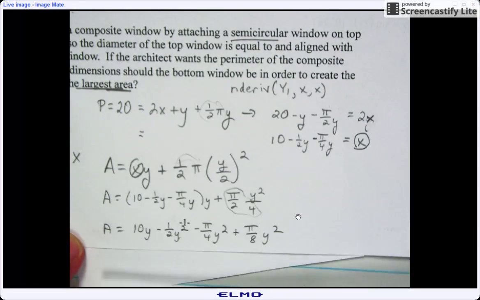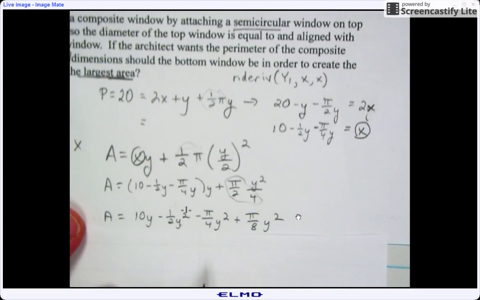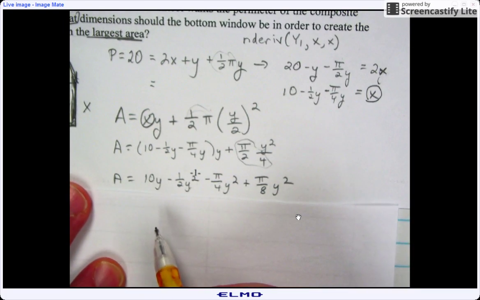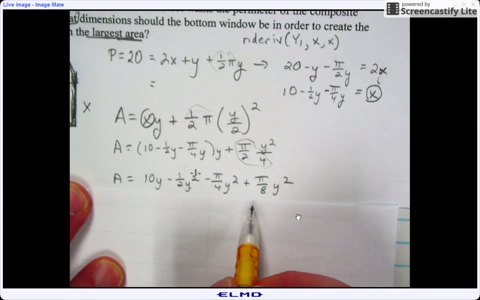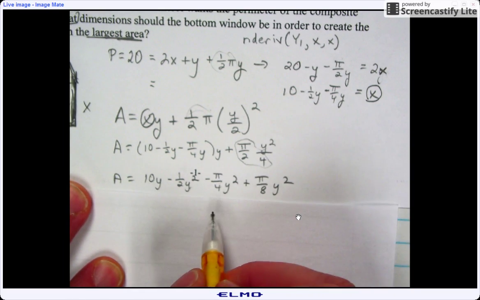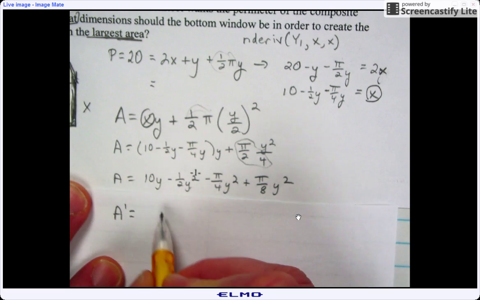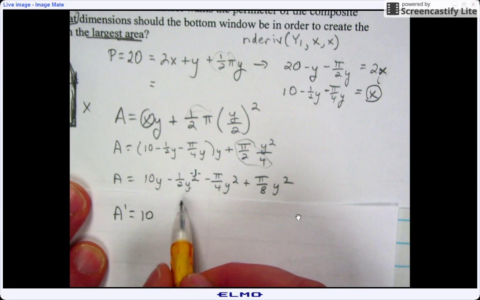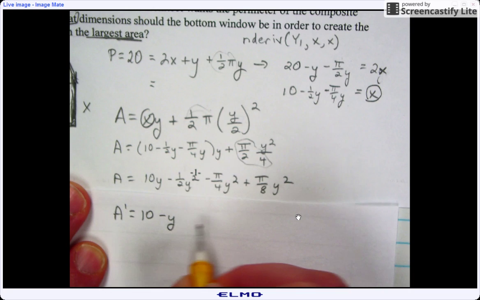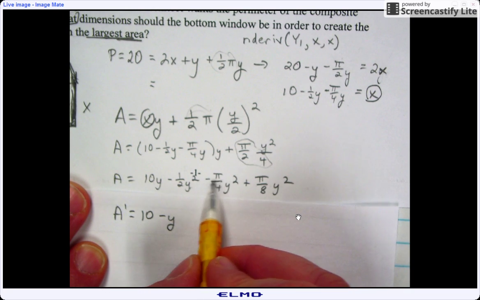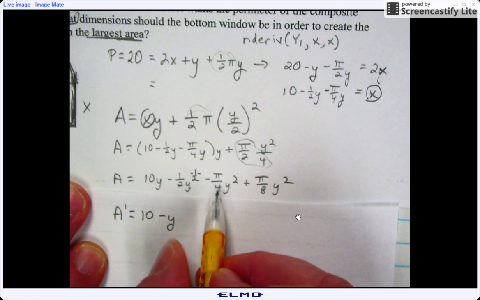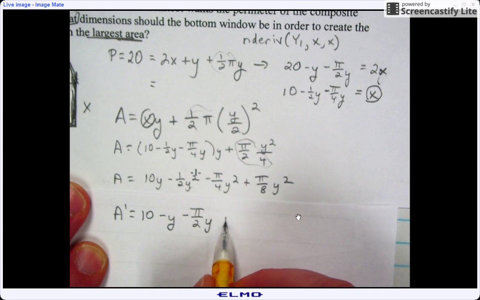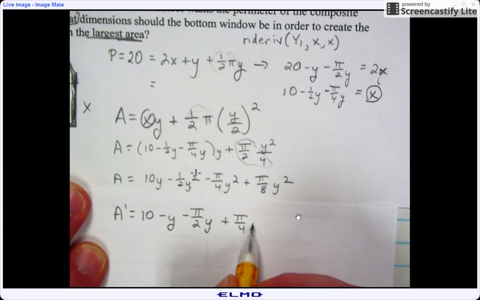So now let's take the derivative. We're going to solve this on our calculator. It's easier to take the derivative first and combine these after, because some stuff's going to go away. So I want to take the derivative, so that equals 0. Derivative of 10y is 10. Derivative of negative 1/2 y squared is negative y. Derivative of negative pi over 4y squared, 2 times pi over 4 is pi over 2y. And then this would be pi over 4y.